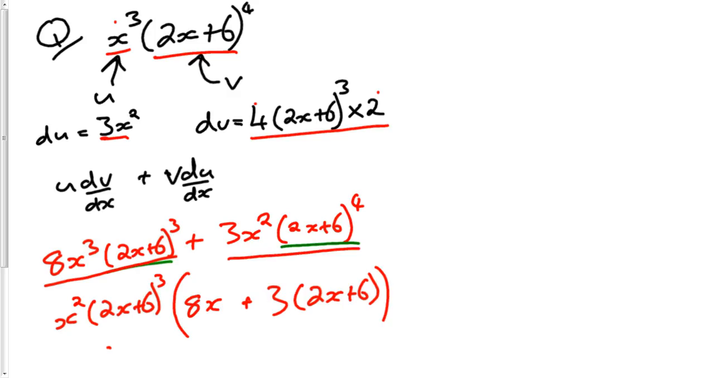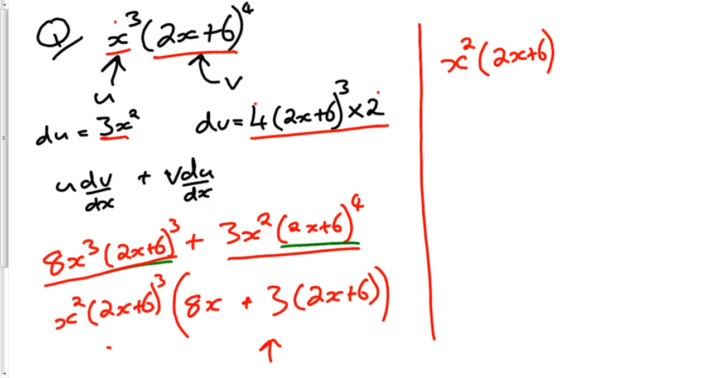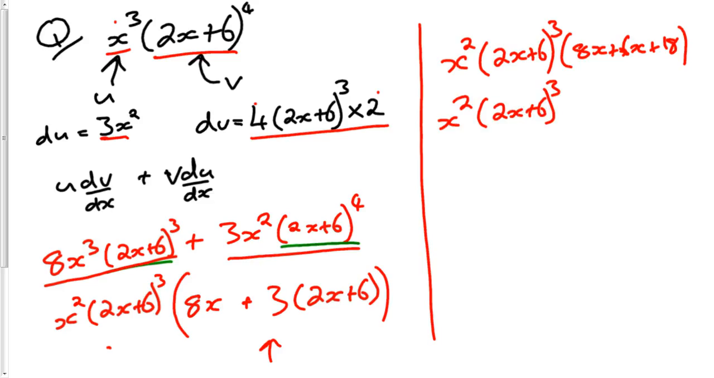Then it's a matter of tidying up this bracket here, leaving us with x squared bracket 2x plus 6 cubed bracket 8x plus 6x plus 18, which then if we tie it up again, x squared bracket 2x plus 6 cubed 14x plus 18. Now sometimes they'll say show that it equals this.